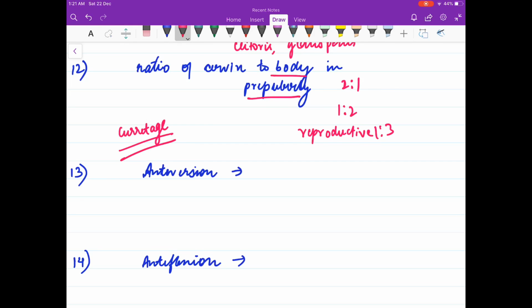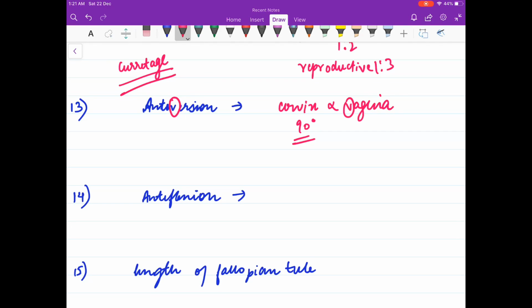Anteversion is the angle between the cervix and vagina. It is usually 90 degrees. Friends, V for anteversion and V for vagina. Anteflexion is the angle between cervix and uterus. The angle is 120 degrees.